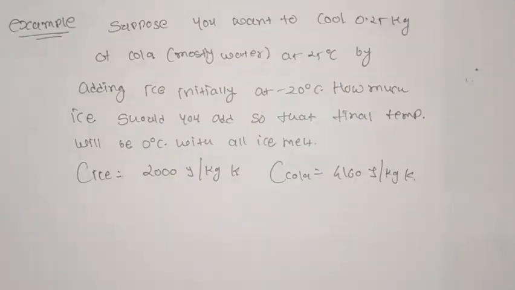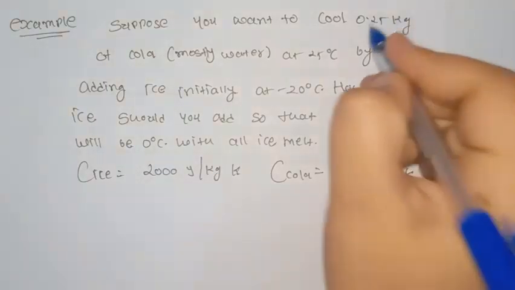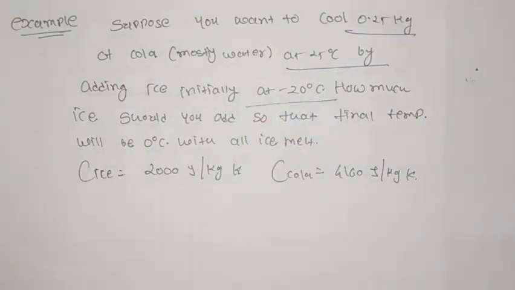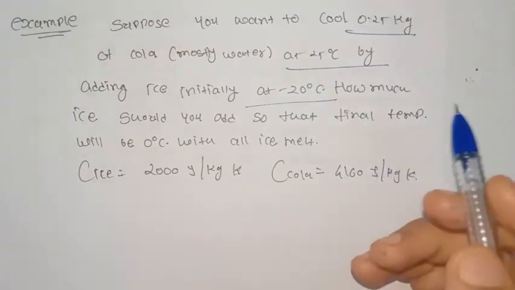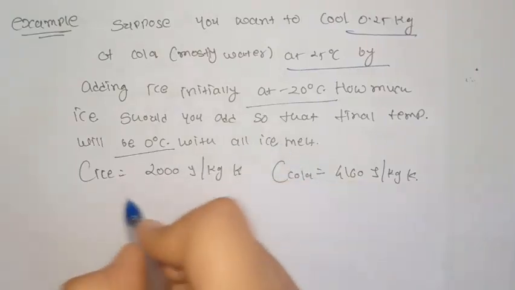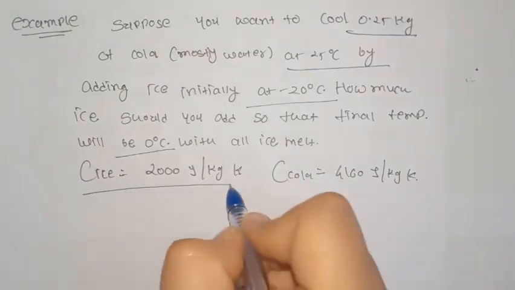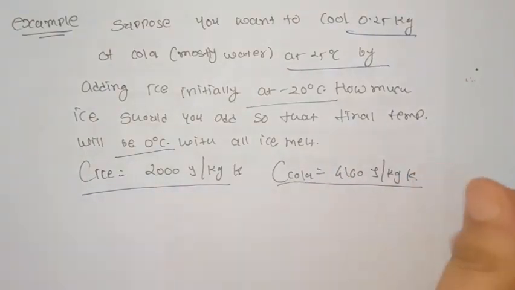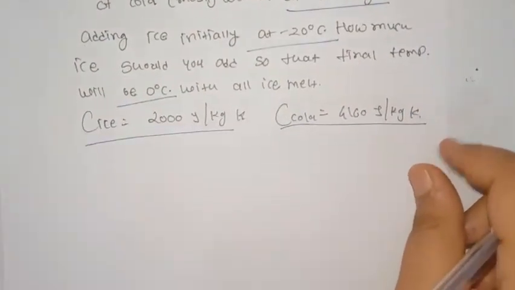Let us see the next example. Suppose you want to cool 0.25 kg of cola at 25 degrees Celsius by adding ice initially at minus 20 degrees Celsius. How much ice should you add so that the final temperature will be 0 degrees Celsius with all ice melted? Given the specific heat of ice is 2000 joule per kg Kelvin and specific heat of cola is 4160 joule per kg Kelvin.